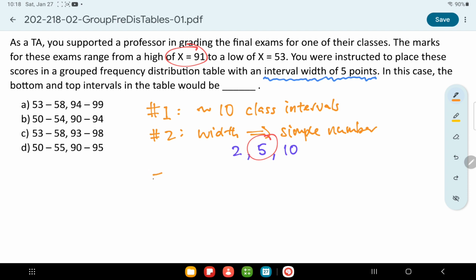The next rule, the third guideline to fully consider: the bottom score in each class interval should be a multiple of the width.